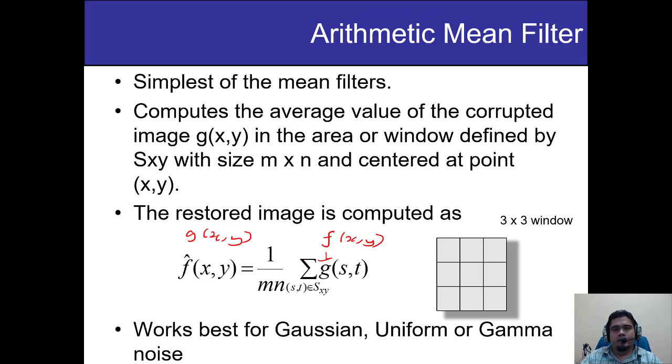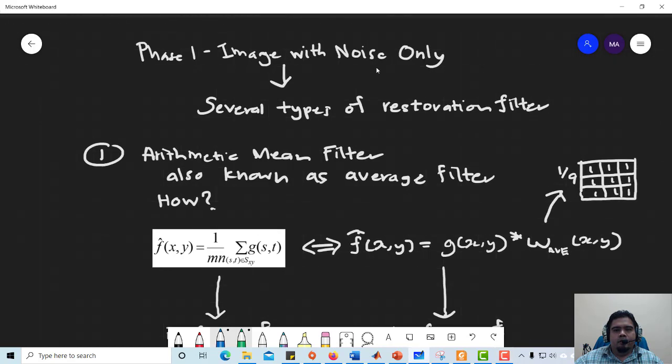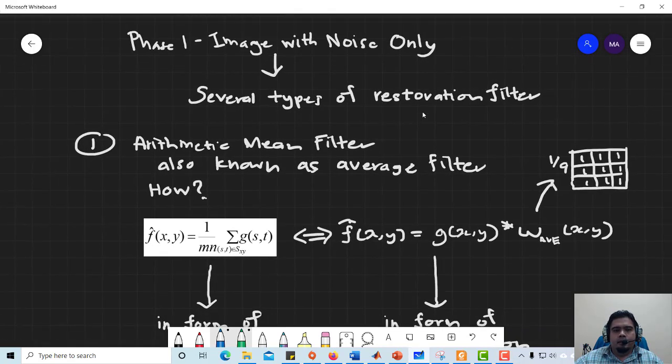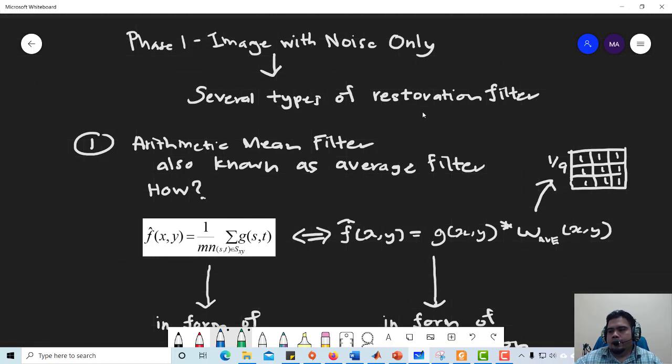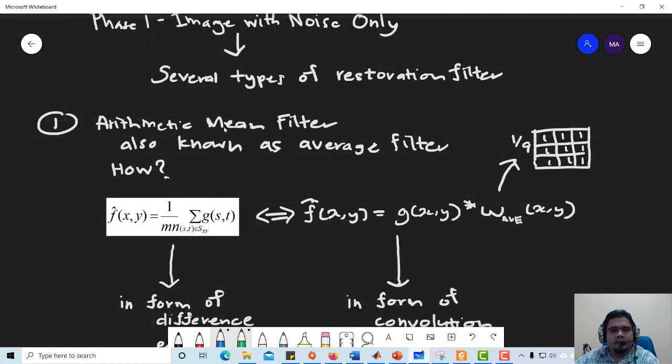Okay, for that issue, I would like to invite you to discuss this in detail on my whiteboard. Now let's take a look at this whiteboard. Again, we're still talking about phase one, where the image is only affected with noise, and in this video lecture we're going to discuss several types of restoration filter, and one of them is the arithmetic mean filter. I wrote on my whiteboard that the arithmetic mean filter is also known as the average filter.